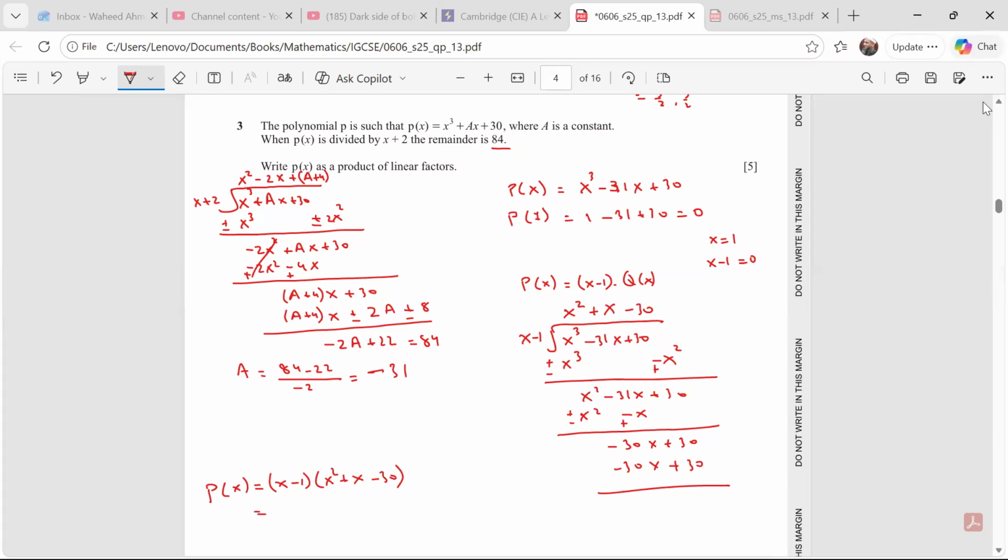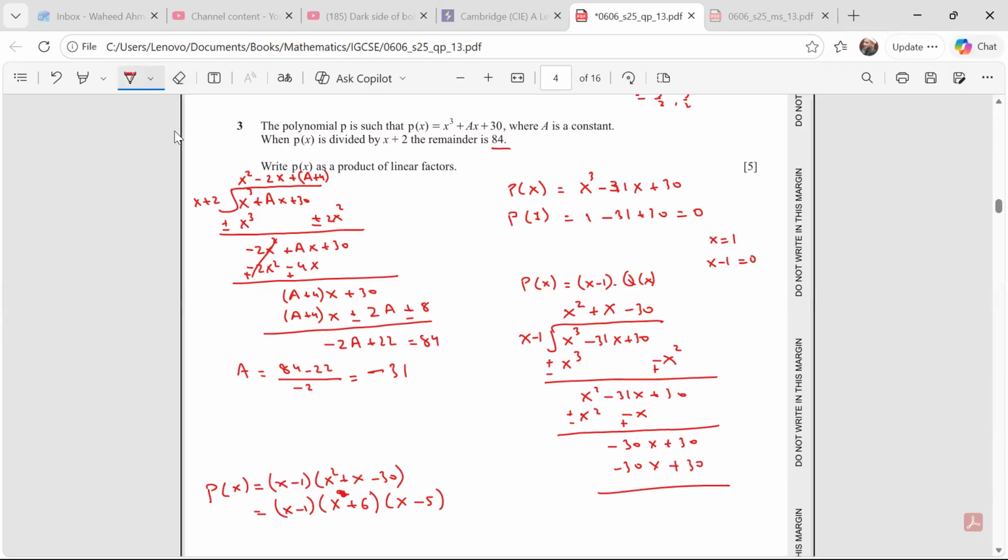Okay, now x² + x - 30 is a quadratic expression and this is easy to factorize. You can see easily that the factors are going to be x plus 6 and x minus 5, because when you multiply, plus 6 times minus 5 is minus 30, and yes, plus 1x. I tried to remove this thing. Yeah, I don't know why my eraser is not working. Anyway, so these are the three linear factors.